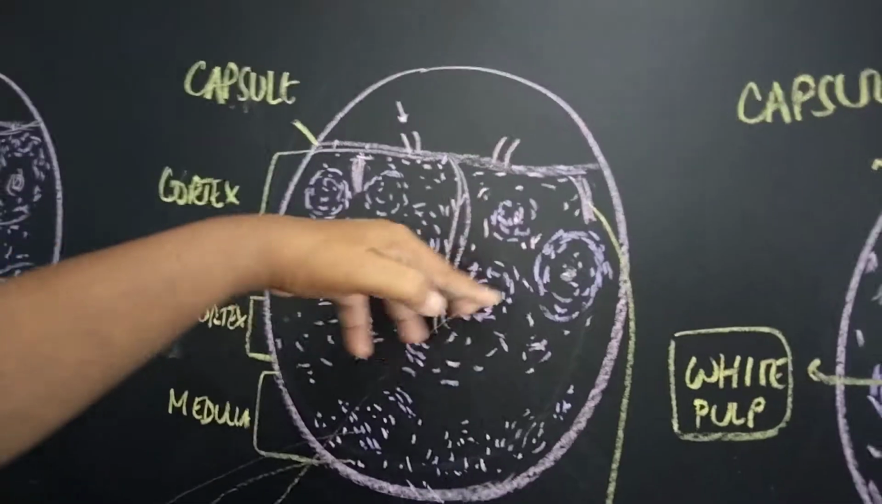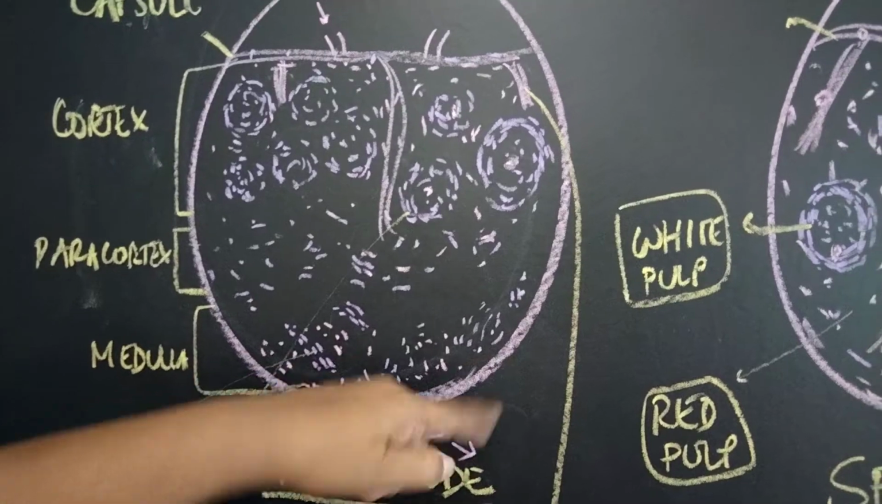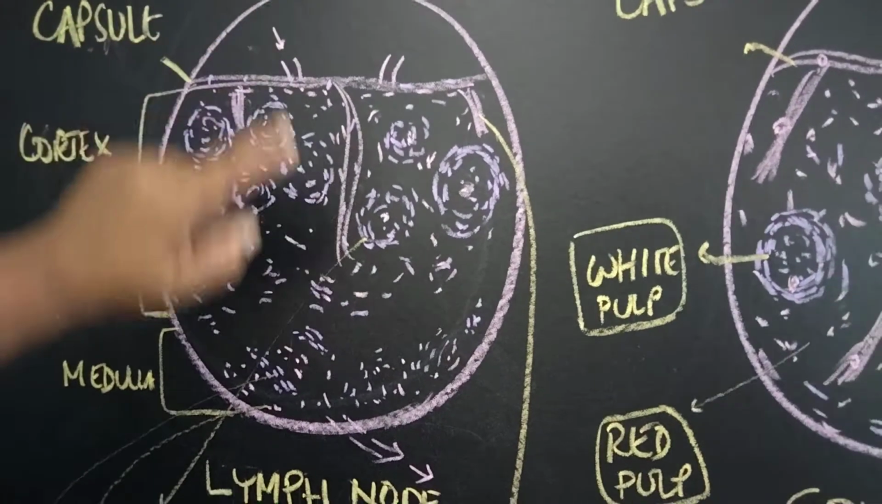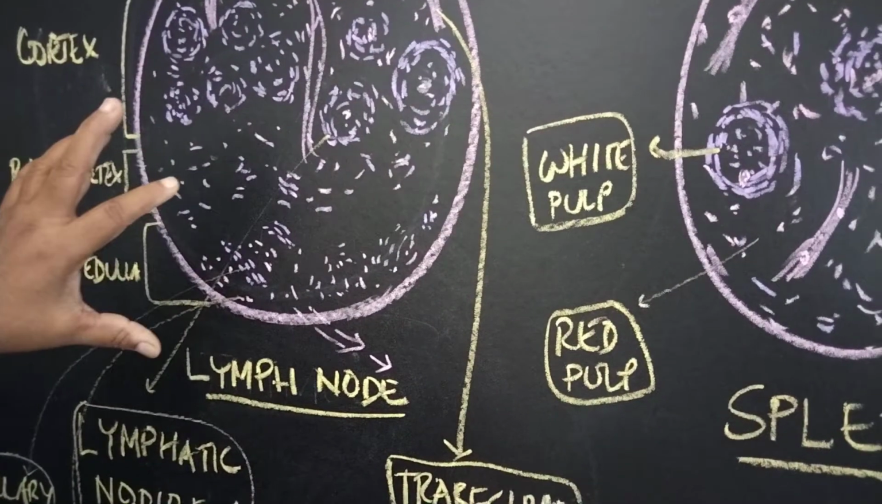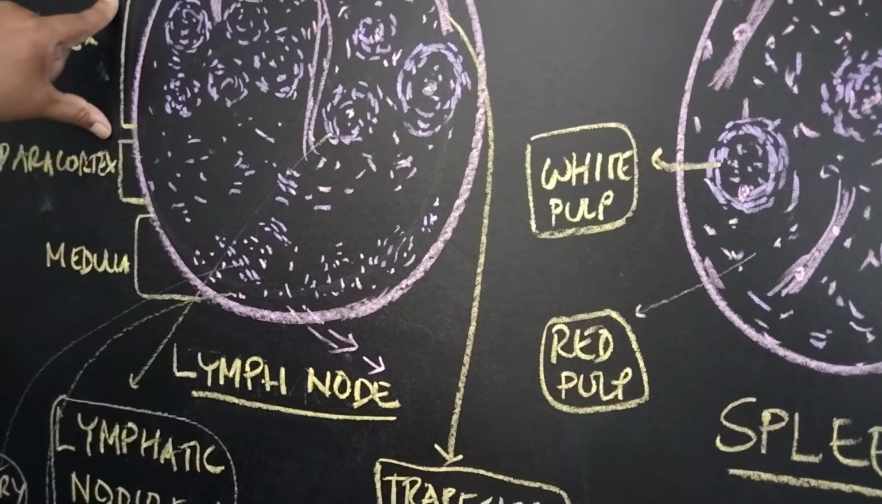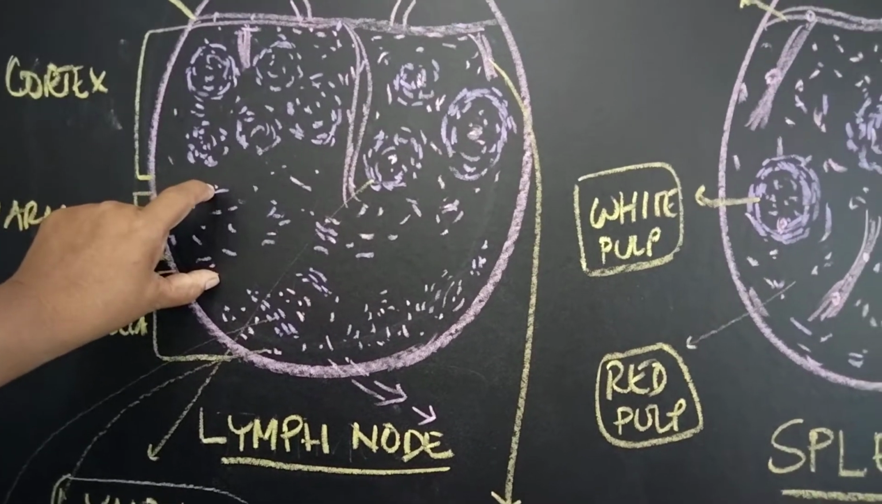Inside the cortex there is an intermediate sinus, and ultimately it comes out to the medullary sinus of the efferent channel. So there is the afferent channel and the efferent channel in the lymph node, which is a specifically important feature of the lymph node. It is the outer cortex zone and the inner medulla zone. In between cortex and medulla there is a paracortex zone.